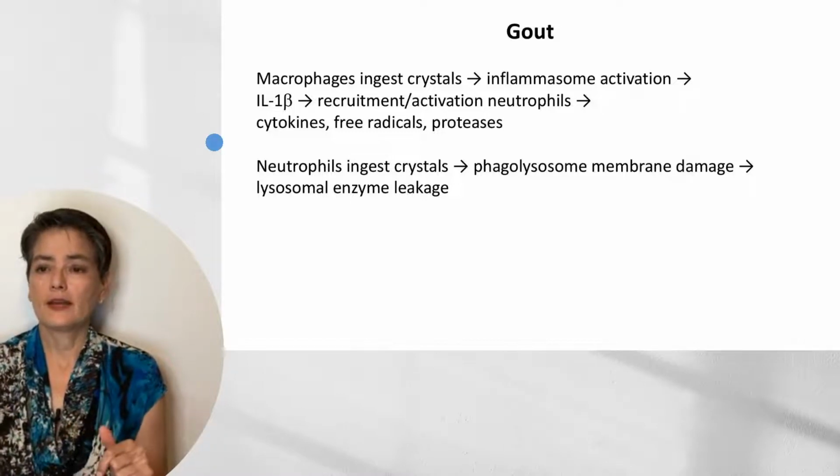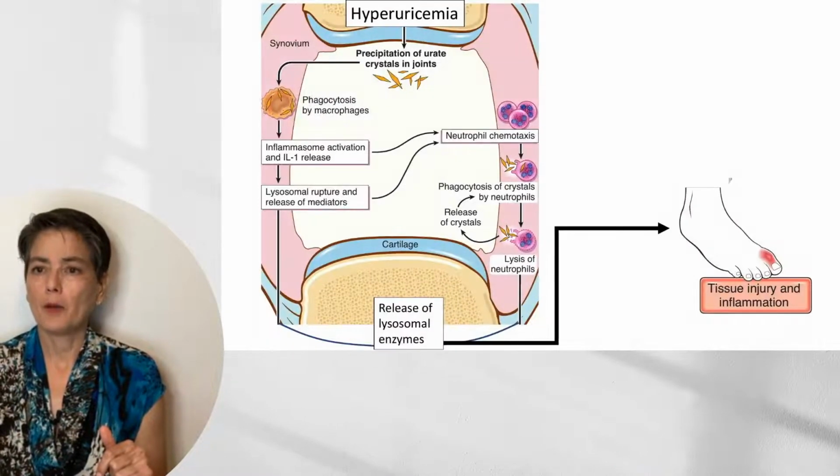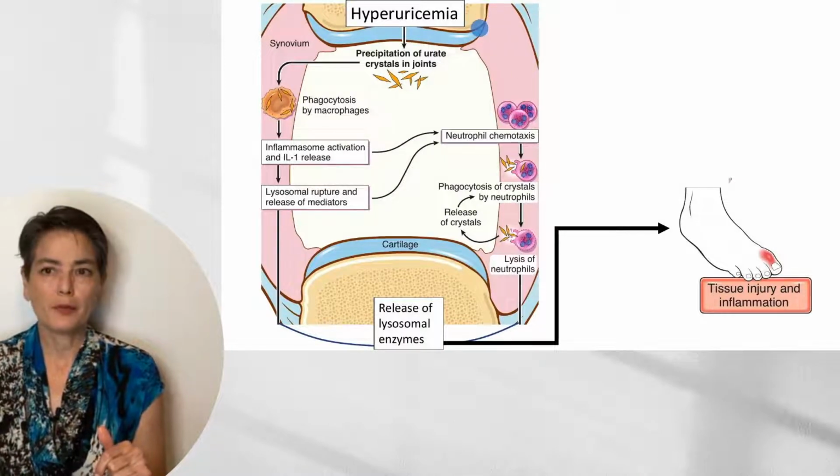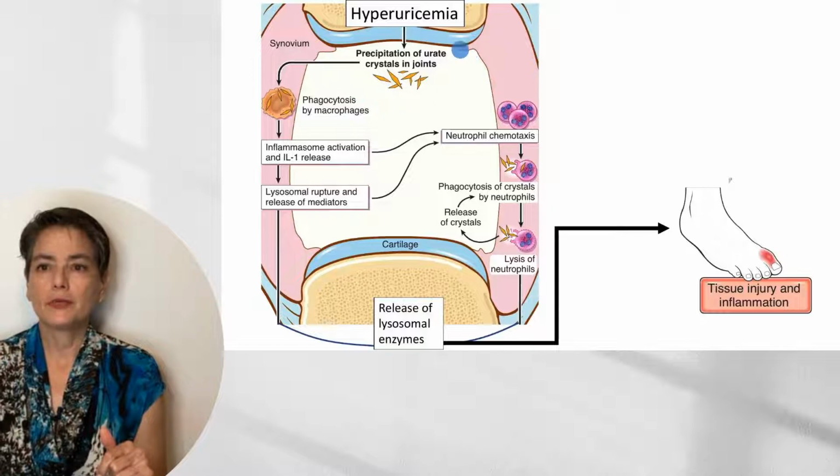Let's put all this together in a figure from Robbins and Kumar Basic Pathology. So here we have our initiating step with our hyperuricemia, resulting in precipitation of urate crystals in joints. These are then going to be phagocytosed by macrophages with activation of the inflammasome and release of IL-1. So IL-1 is going to cause neutrophil chemotaxis. And let's just come back here for a moment and finish our macrophage story.